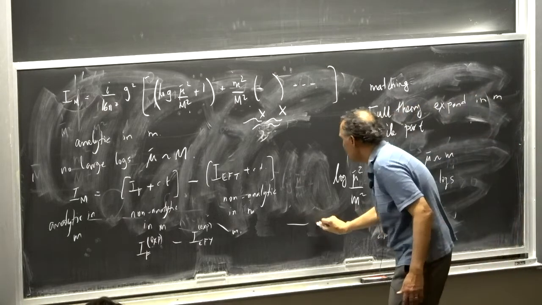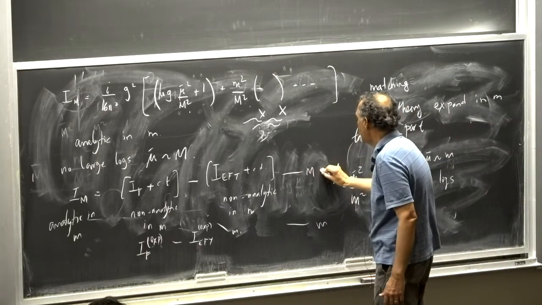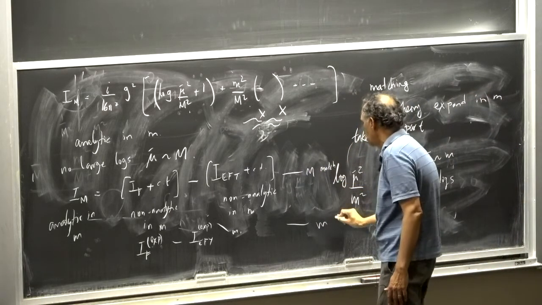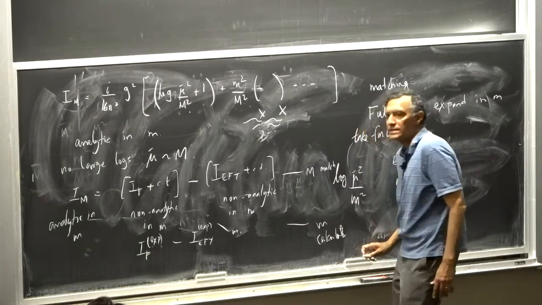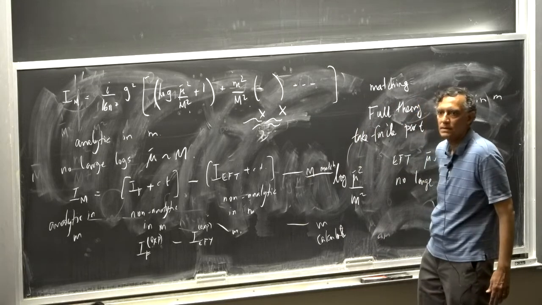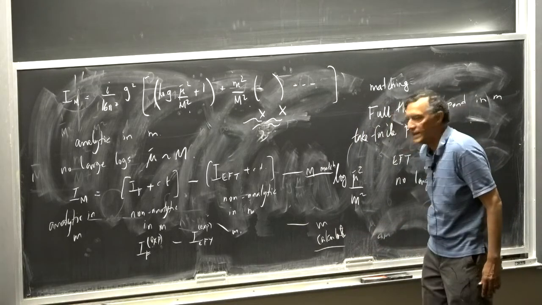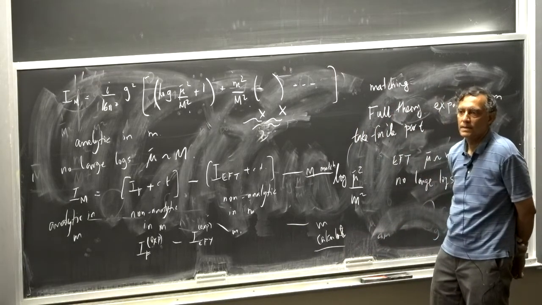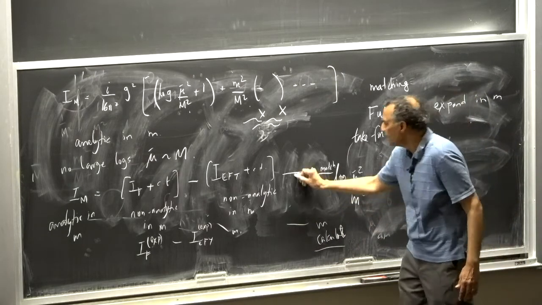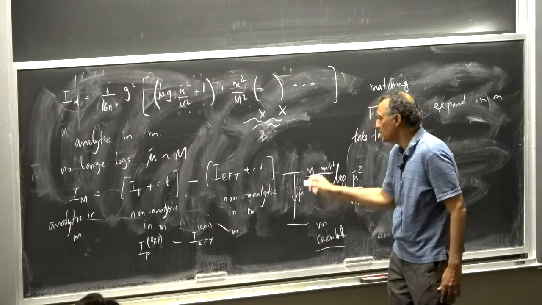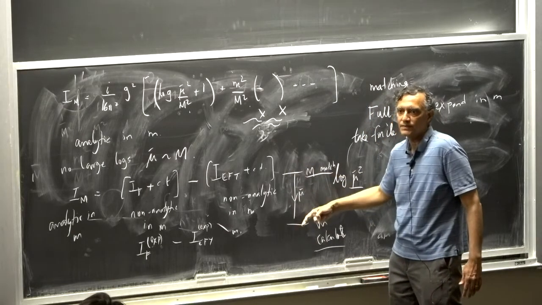So I have little m, I have big M. I match here. I calculate in the EFT here. There are no large logs here. There are no large logs there. The problem is they're not the same point. But I can go from one mu bar to another mu bar by doing the renormalization group evolution.